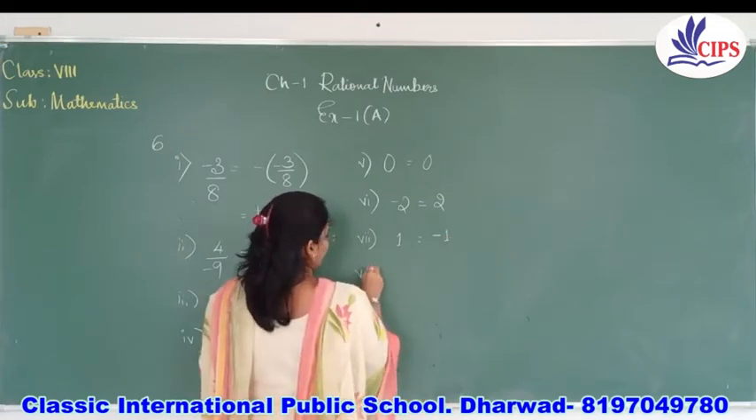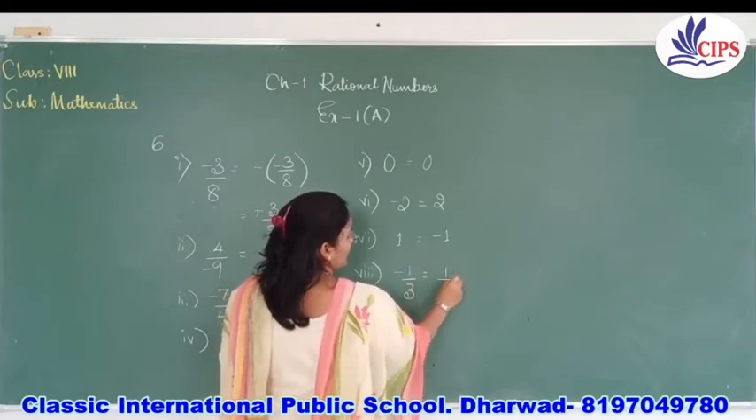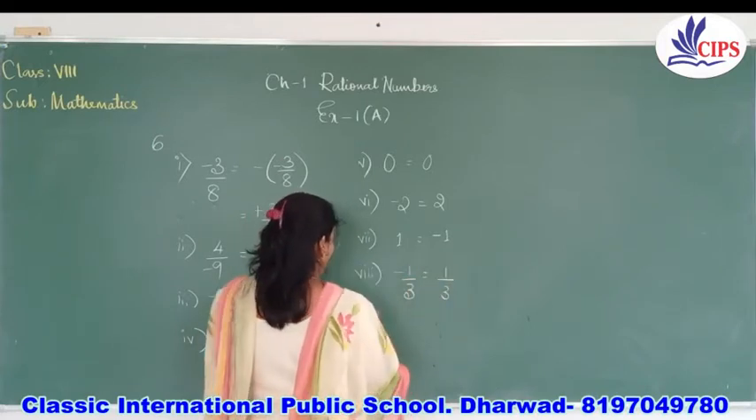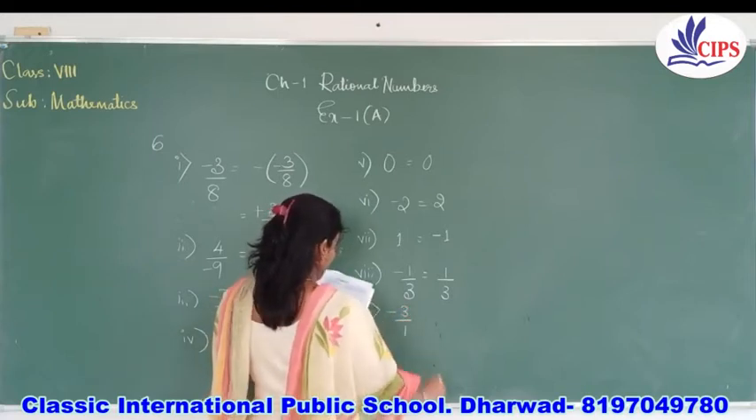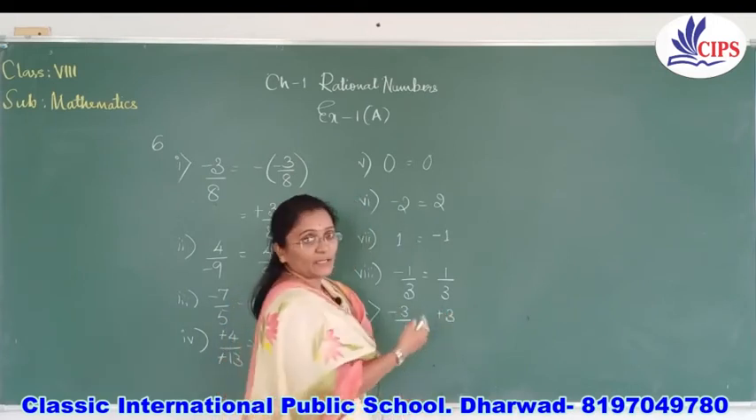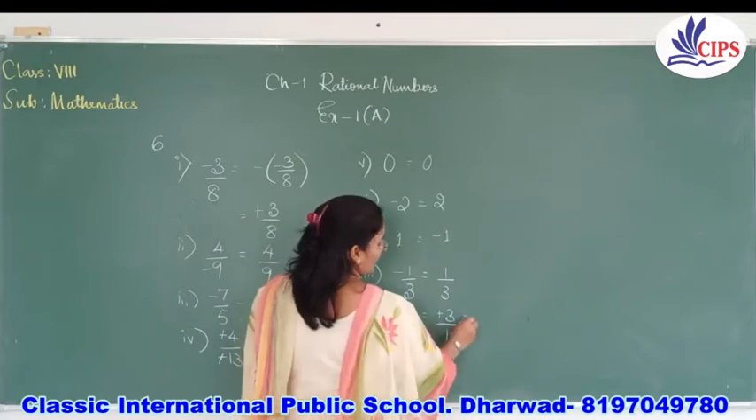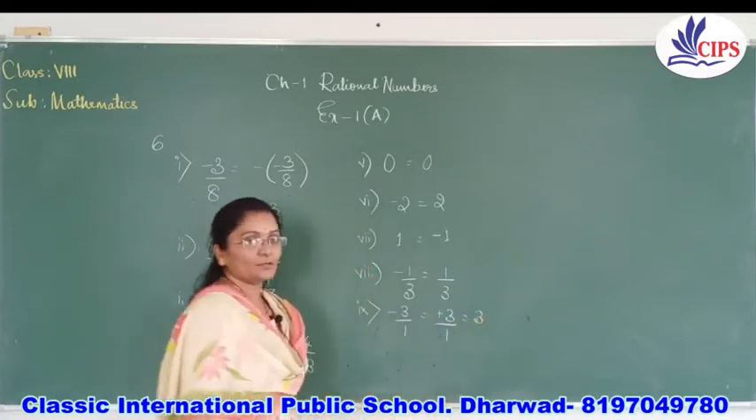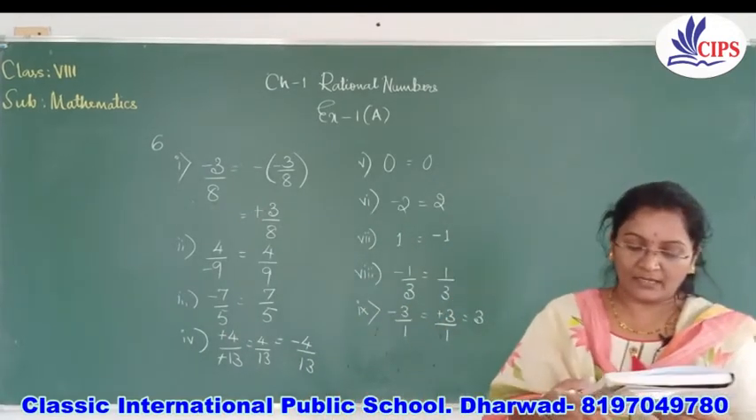Eighth one, we have got minus 1 by 3, so it's plus 1 by 3. And ninth one, we have got minus 3 by 1, so it is plus 3. You can write it as plus 3, or plus 3 by 1, or just write 3 also. Okay. So here in the seventh main we have got fill in the blanks.